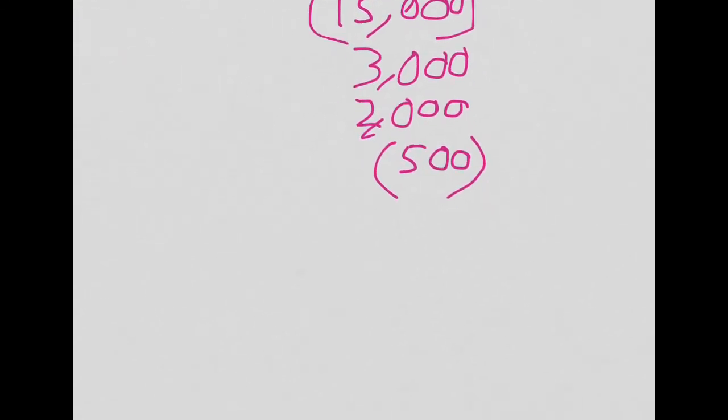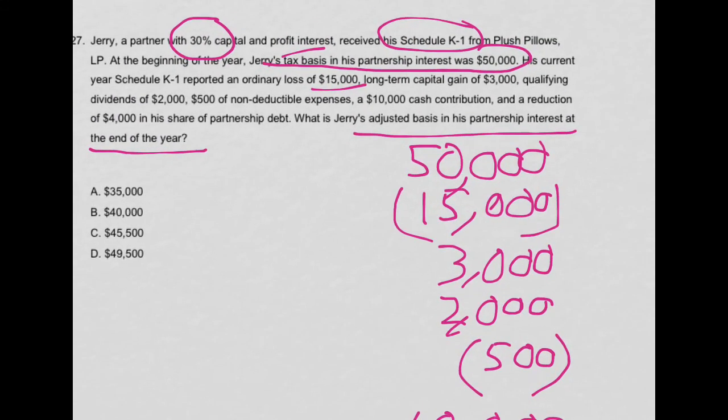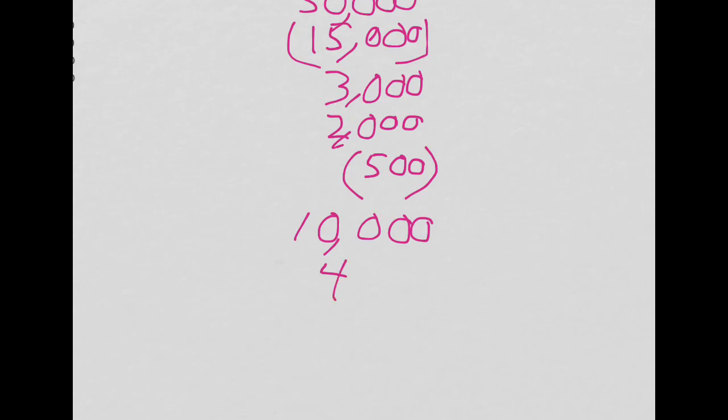$10,000 cash contribution, meaning to him. It doesn't say charitable. I'm sorry, meaning from him to the partnership. It doesn't say distribution. It says contribution, and that means he put it into the partnership, and a reduction of $4,000 in his share of liabilities. What's a reduction of one's share of liabilities? It's like getting cash out. So we'll put that down as a negative in brackets.